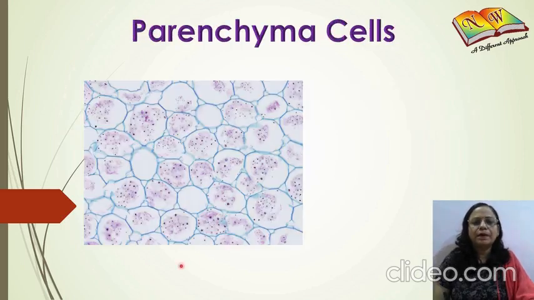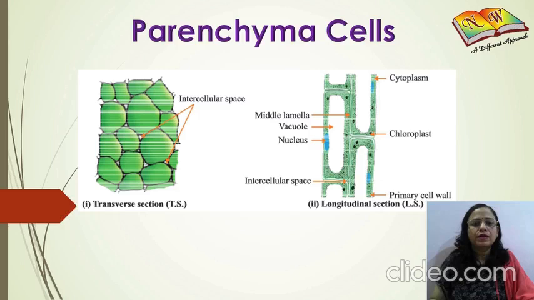When you see a permanent slide of parenchyma tissue under the microscope, you will see something like this. Let us understand what the structure is and how you will draw the diagram in your practical notebook. So, a transverse section looks like this, whereas a longitudinal section of parenchyma cells looks something like this.